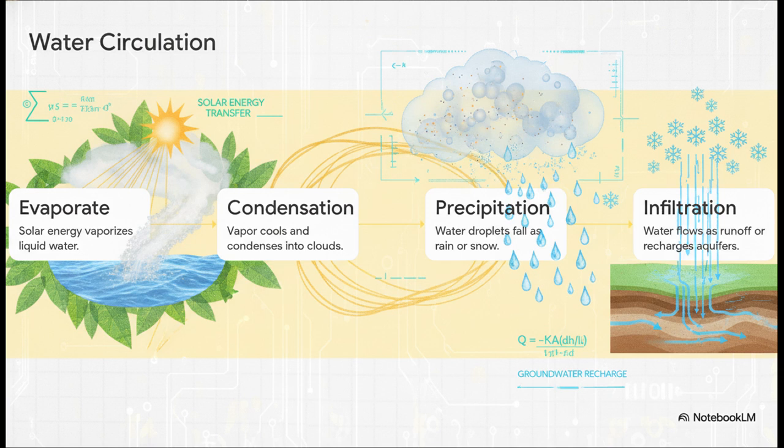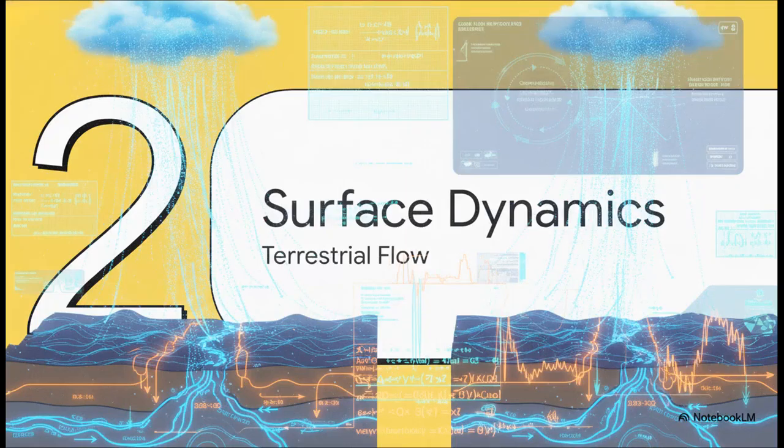But here's why this really matters. Once it hits the ground, it either flows over the land as runoff, or it infiltrates the soil to recharge our groundwater. These surface and underground systems aren't just isolated silos. They are inextricably linked in this massive cyclical engine. Moving to Section 2, basins and surface dynamics.